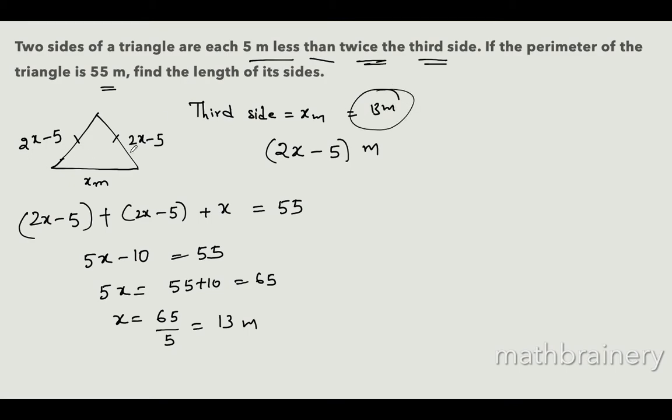And what should be the other two sides? It is 2x minus 5. So it is 2 times 13 minus 5. 2 times 13 is 26. 26 minus 5 is 21 meters. So the lengths of the sides of this triangle are 21 meters, 21 meters and 13 meters respectively. Let's look at the next question.